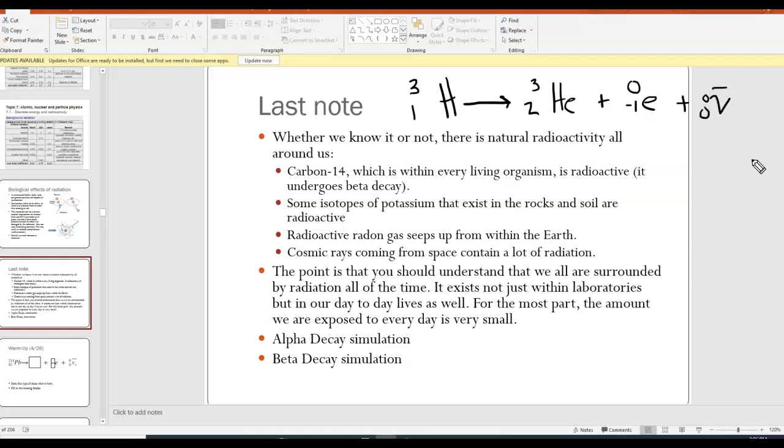Now, I just read a lot of new stuff on here, so let me explain. First of all, you might say, well, how did you know it was beta minus and not beta plus decay? Let me point something out to you.